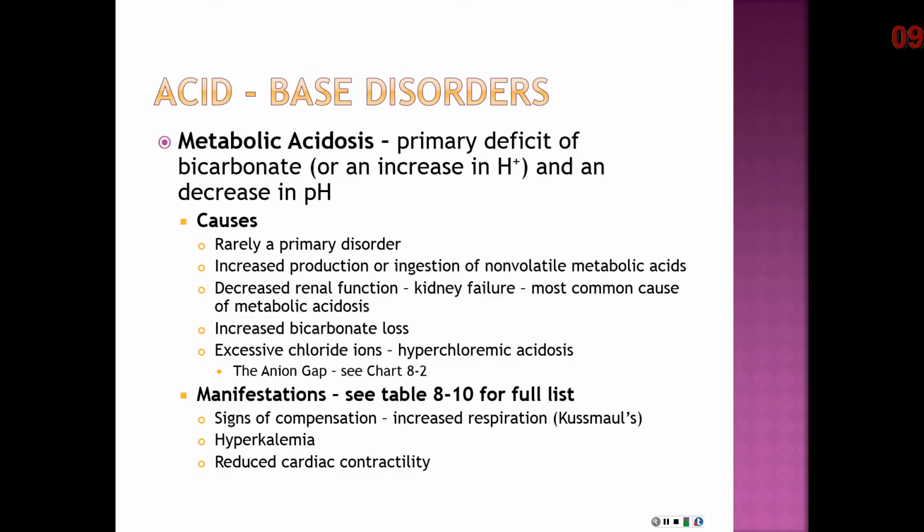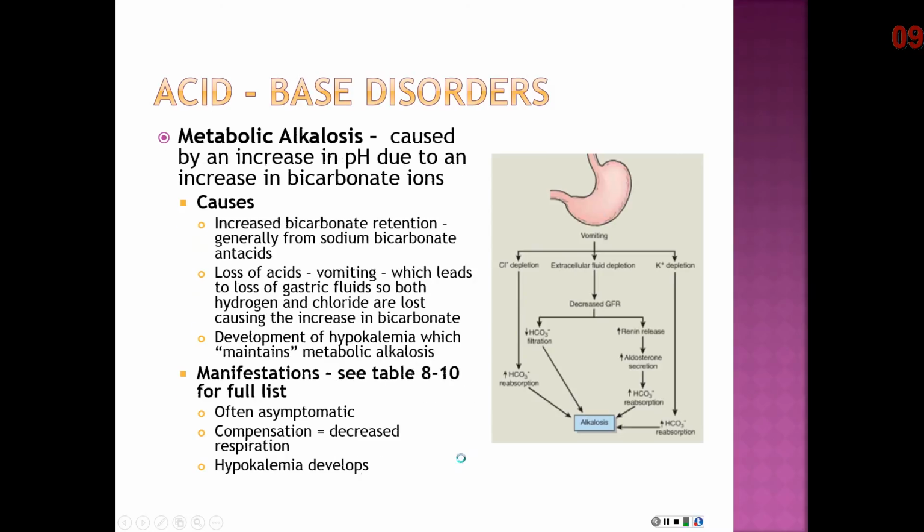The heart becomes less responsive to your catecholamines, your epinephrine and norepinephrine, when there's an excess amount of hydrogen ions. It simply doesn't bind as well, so the heart rate is profoundly affected, and you get some dysrhythmias or arrhythmias that can occur. So the heart just won't contract as well in a metabolic acidotic state. So that's your metabolic acidosis.